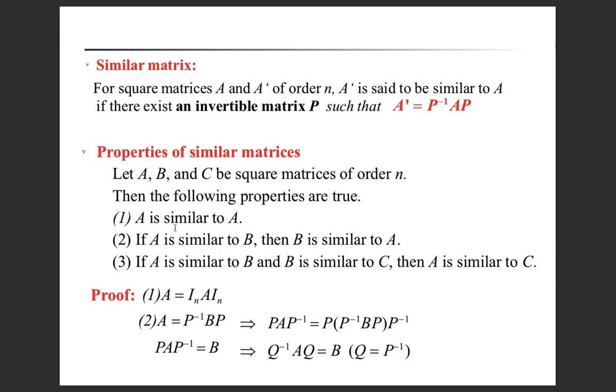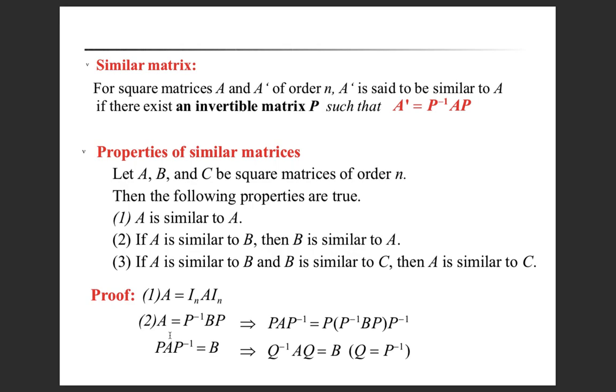So first, A is similar to A. We know that if A is a matrix of order n, then we can write A equal to In A In, where In is nothing but the identity matrix of order n. So it is clear, it means A is similar to A.